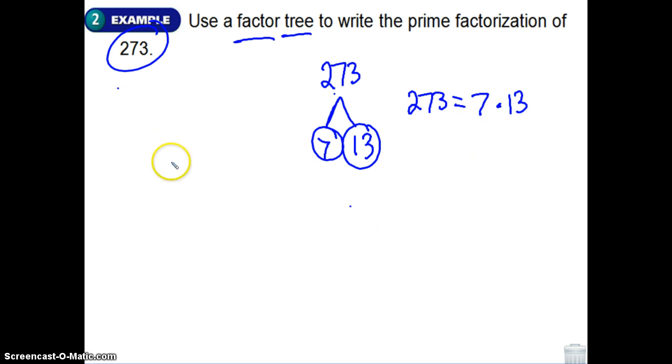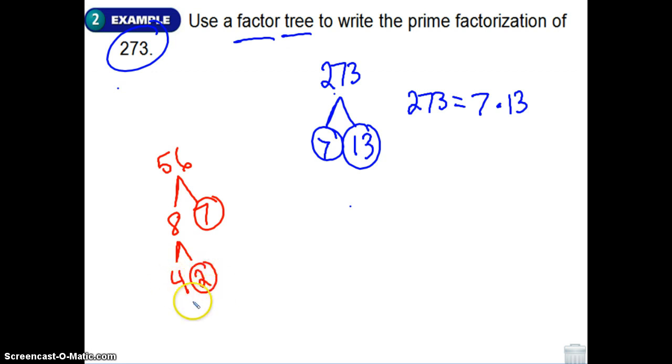What if I gave you the number 56? Well, I can break my factor tree into a bunch of different things. It doesn't matter what number you break it into first. Let's go 8 and 7. Well, 7's a prime number. But 8 is not, so I have to break that down even more into 4 and 2.